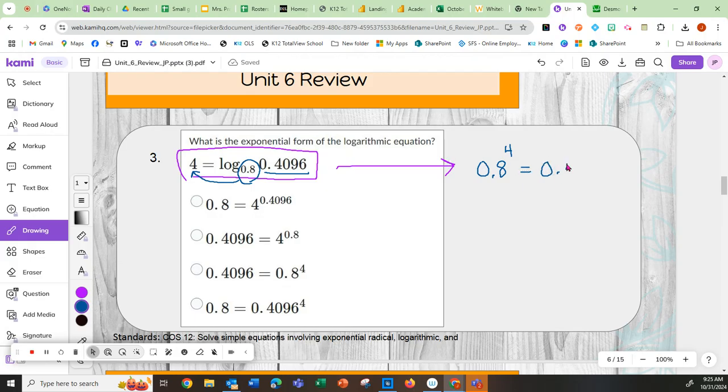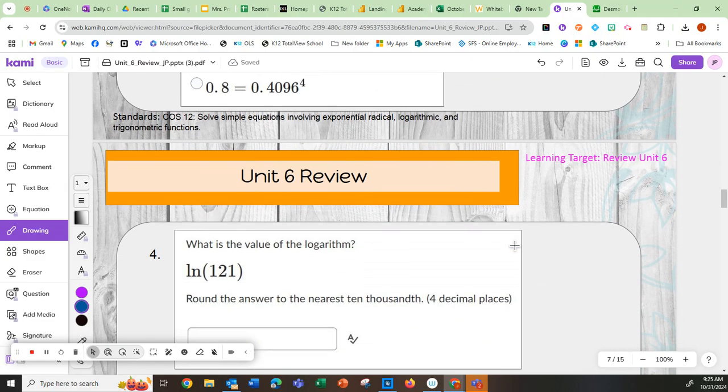So 0.4096. And that would be this one. Even though the 0.4096 comes first, it's still the same thing. 0.8 to the 4th on this side, and 0.4096 on this side. So you're not solving anything. You're going from log form to exponential form.